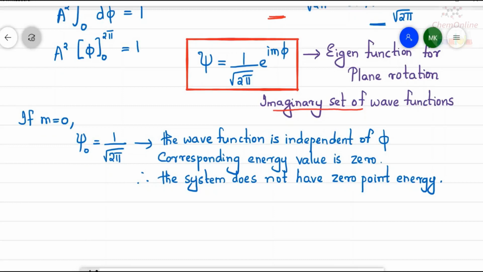Whereas in simple harmonic oscillator, when n is equal to 0, the minimum possible energy was E equals half h nu, which was called the zero point energy. But here, when m equals 0, which is the minimum possible value, the wave function xi becomes independent of phi and the energy value is 0. That means rigid rotating system does not have any zero point energy.